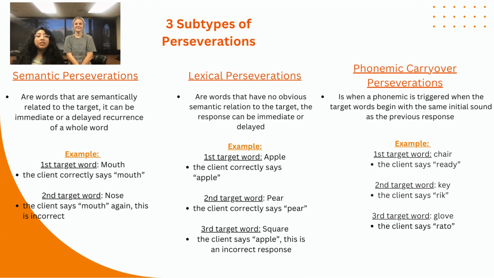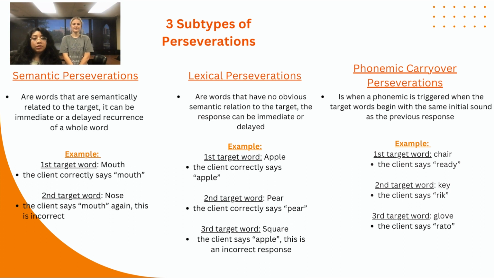We just talked about the three most common forms of perseveration. Now we're going to talk about the three subtypes. One of them is semantic perseveration. This is when the words are not semantically related to the target, and it can be immediate or delayed reoccurrence of a word. An example is the first target word is mouth, and the client correctly says mouth. And then the second target word is nose, and the client says mouth again.